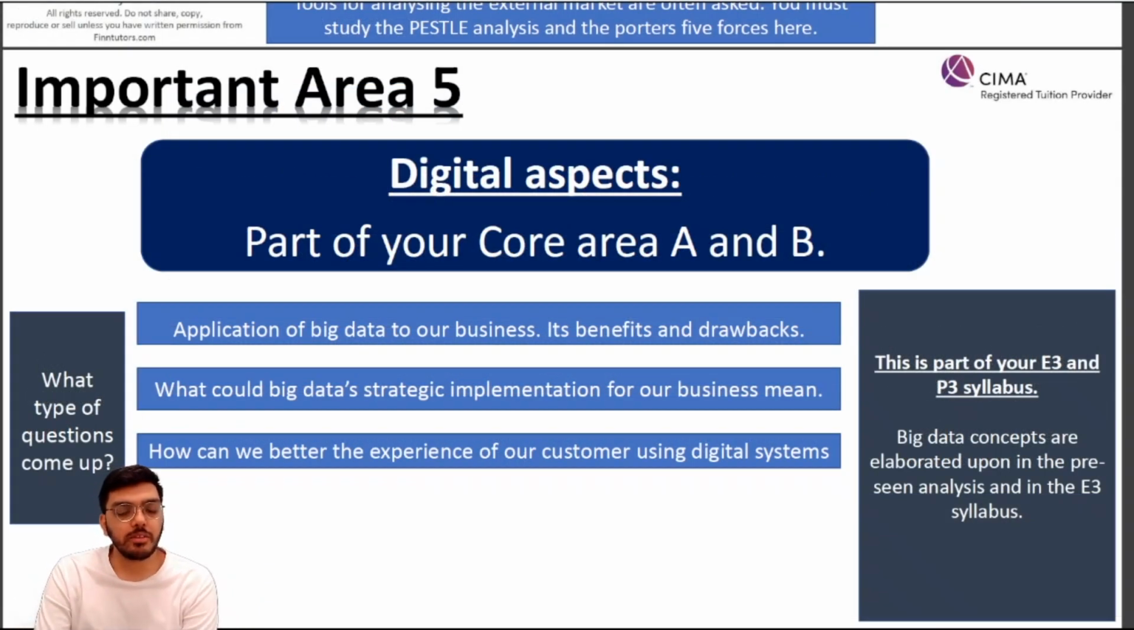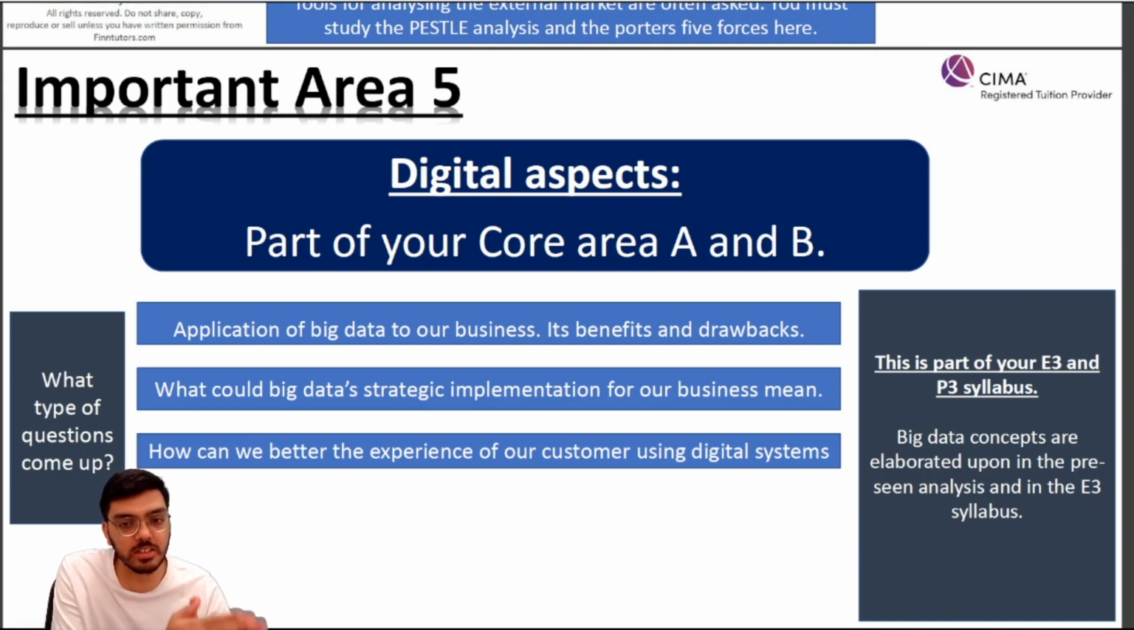Important area number 5 deals with the digital aspects or the digital areas of your syllabus. This is core area A and B again. So what type of questions come up in the digital aspect? First and foremost, we'll speak about big data, because when we go through the pre-seen as well, in our detailed pre-seen, we give insights and highlights into what and how our company can use big data, the possibilities, the benefits, the drawbacks, but the same can be supplemented with your P3 and E3 studies.